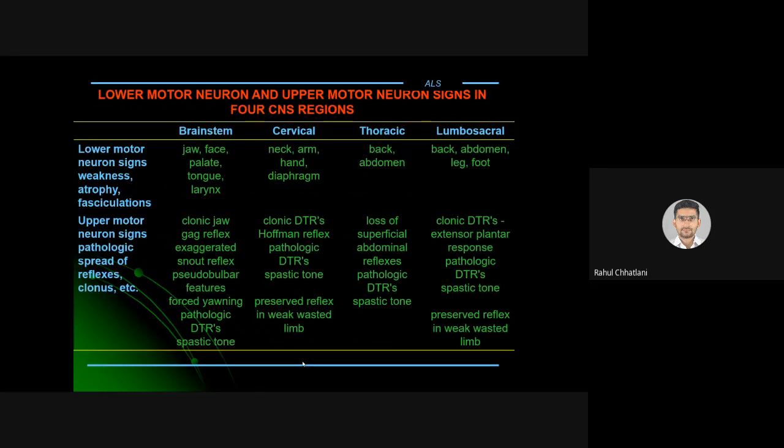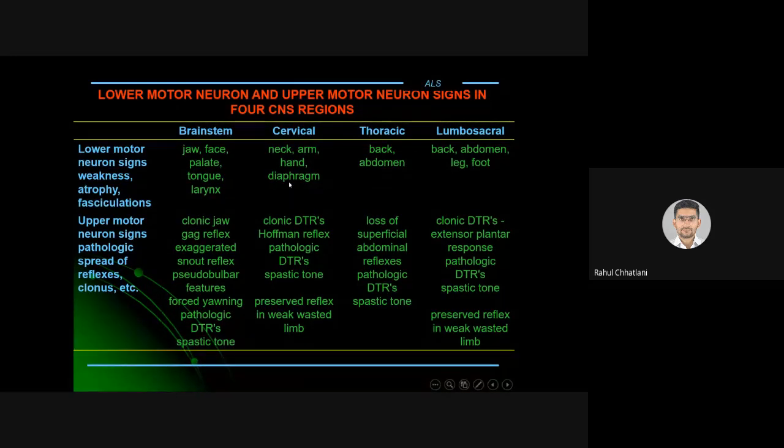If you want to summarize all the signs and symptoms of lower motor neuron and upper motor neuron type of diseases, they are seen for CNS regions: brainstem, cervical, thoracic, and lumbosacral. Which are the lower motor neuron signs, like weakness, atrophy, fasciculation? You will see them in jaw, face, palate, tongue, larynx. For the cervical region: neck, arm, hand, and diaphragm.